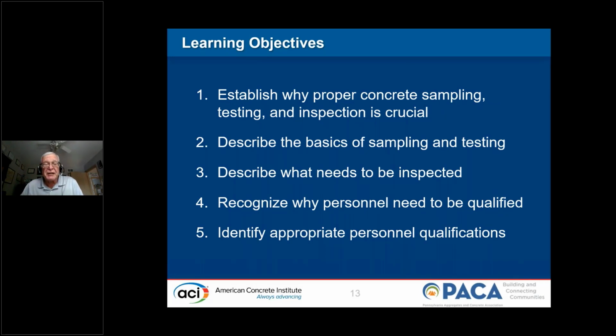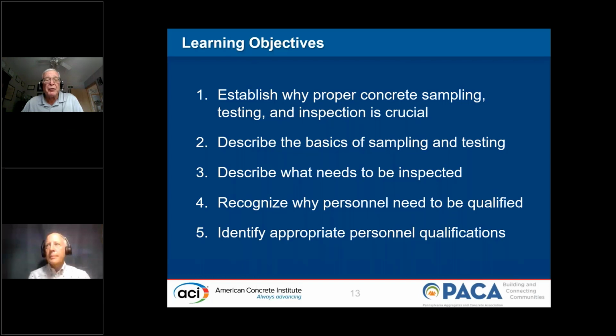What we're going to address today is the importance of proper concrete sampling, testing, and inspection. We'll describe some of the basics of the sampling and testing, and describe what needs to be inspected. We can't, in a 1 hour program, cover every aspect of sampling, testing, and inspection, but we'll give you a quick overview of what's important so you can recognize why personnel need to be properly qualified and identify appropriate personnel qualifications, because it does fall on the building code official to approve the certified personnel.